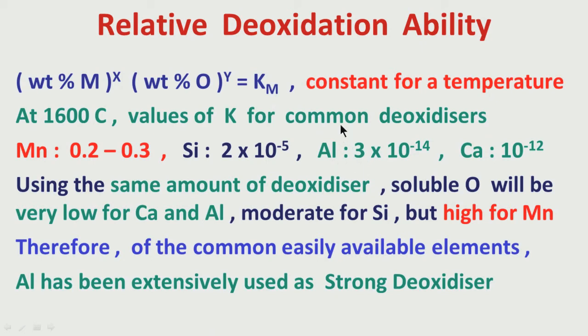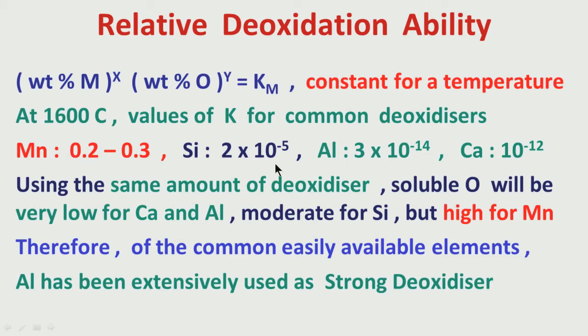Approximately I am giving 3 into 10 to the power minus 14; some people call it 2 into 10 to the power minus 14, some people give the value of 5 into 10 to the power minus 14. Look at calcium, 10 to the power minus 12. So, can you make out that for manganese the value is high, for silicon it is lower than that, and for aluminum and calcium it is much lower than these values.